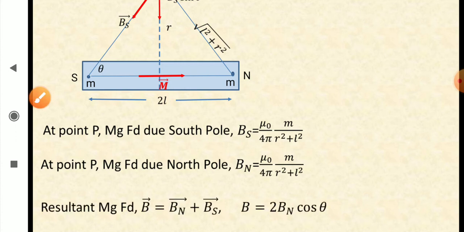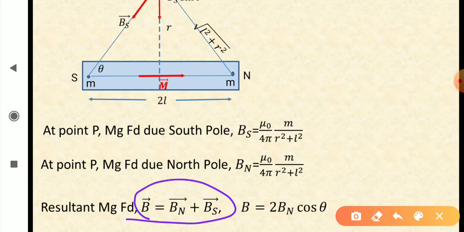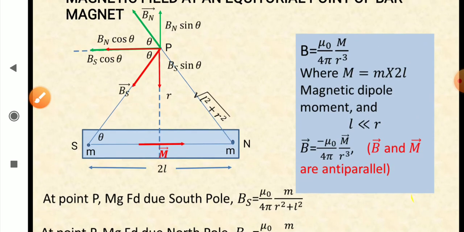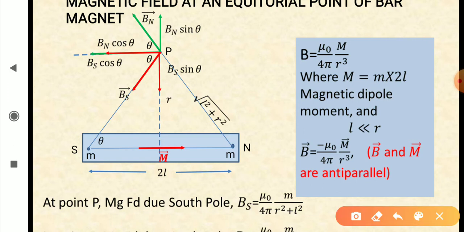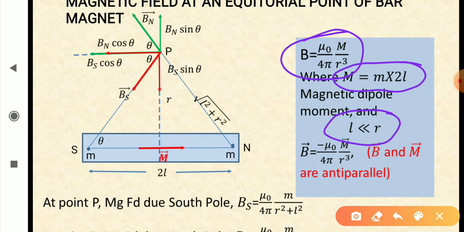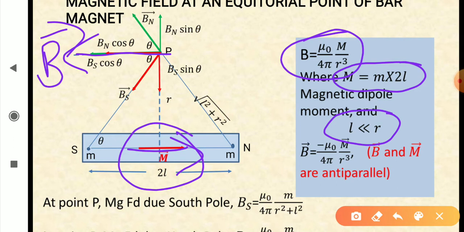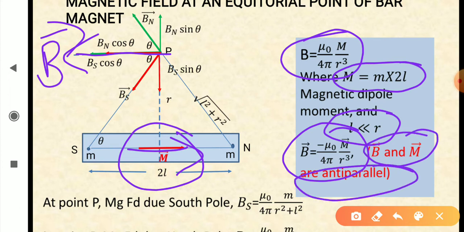Now the resultant is the vector sum of Bn and Bs, which is equal to 2 Bn cos theta in magnitude. Putting the value of cos theta as I explained, and putting M is equal to m into 2L, we will get the magnetic field like this, considering that L is much smaller than R. It is an approximation, a similar case as we have done for the electric dipole. An important point to note here is that the resultant magnetic field is anti-parallel to the magnetic dipole moment. So in vector form, the magnetic field B is minus mu naught upon 4 pi, M upon R cube. B and M are anti-parallel.